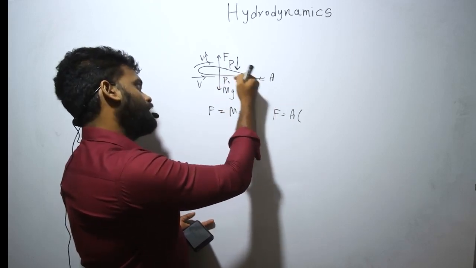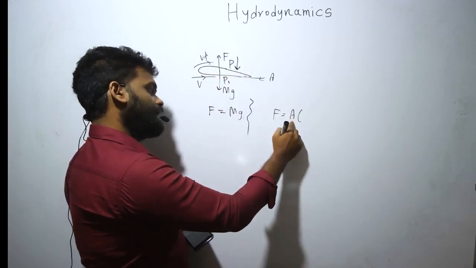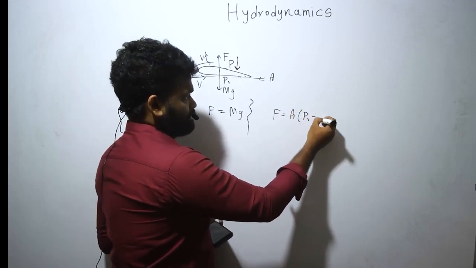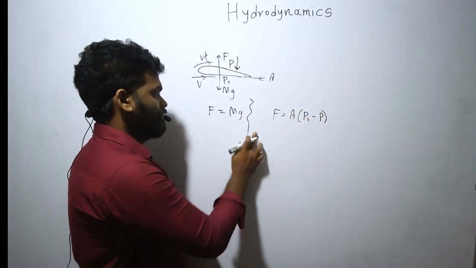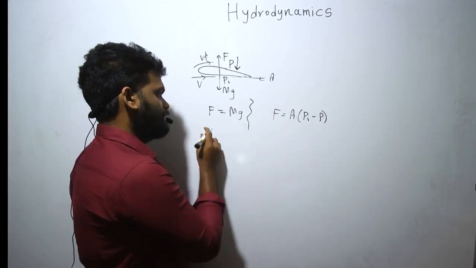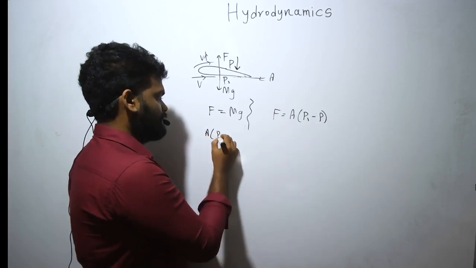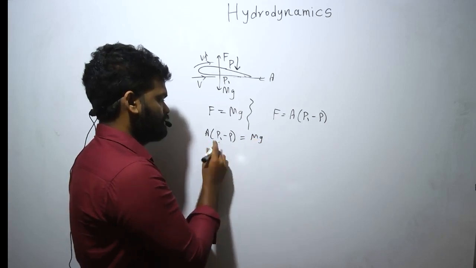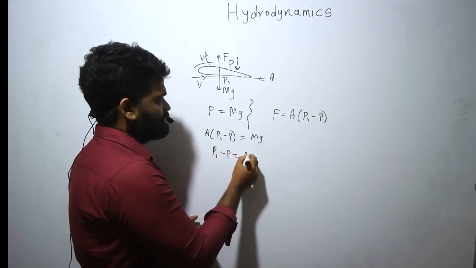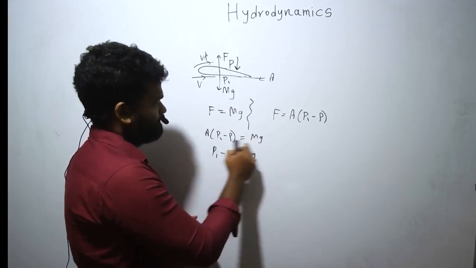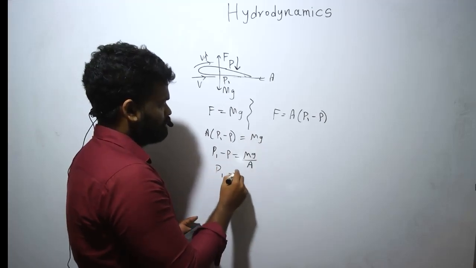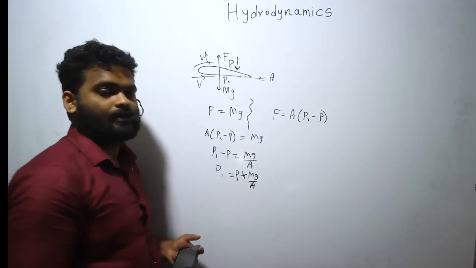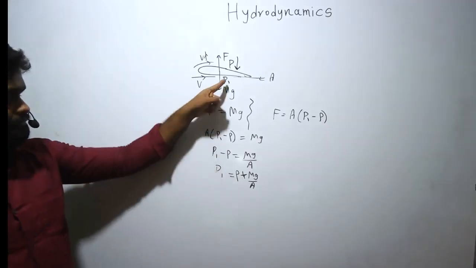So it is applied across a capital A area: A times the pressure difference. Okay, now you can just apply it here. A times P1 minus P equals mg. What they ask is P1. So P1 minus P equals mg over A. So P1 is equal to P plus mg over A. So that is P1, the pressure here.